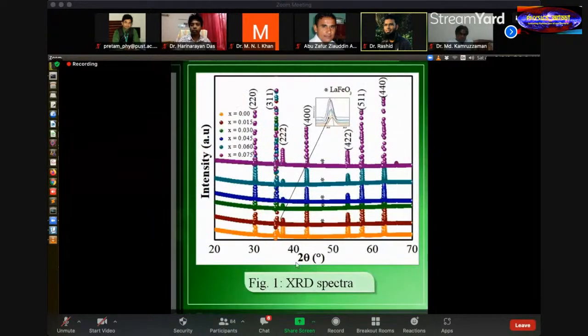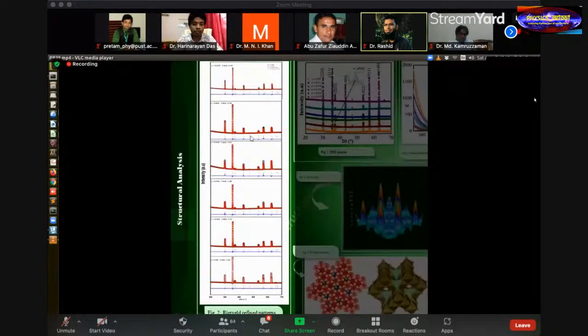This is the XRD spectra, in which we can see that our peak shifts towards the left, which indicates that the lattice parameter has been increased by the substitution of lanthanum, and this is the Rietveld fitted plot, and we have found a chi-square value less than 2, which means that our fitting process is very good.